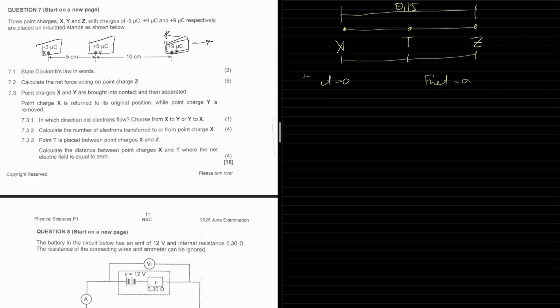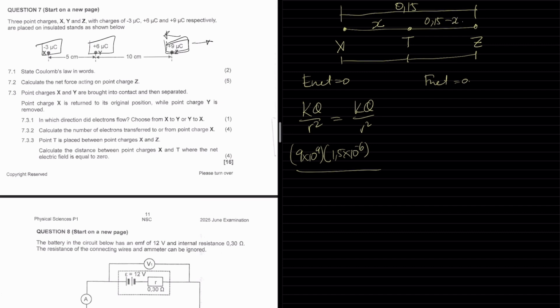Remember, electric field is kq over r squared. And that's going to equal kq over r squared. Now, 9 times 10 to the power 9. X has a charge of 1.5 times 10 to the minus 6. Remember, that's the new charge that it currently has, divided by. Now, the question is asking the distance between X and T. So let's call this x. Therefore, this is going to be 0.15 minus x.